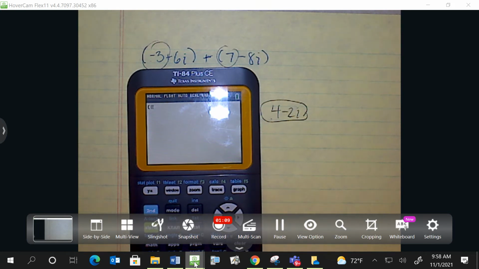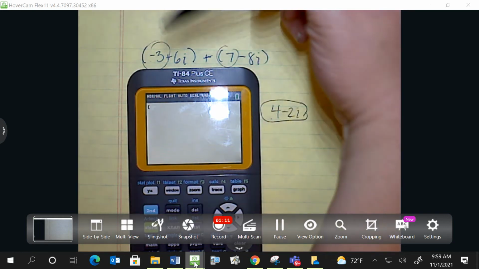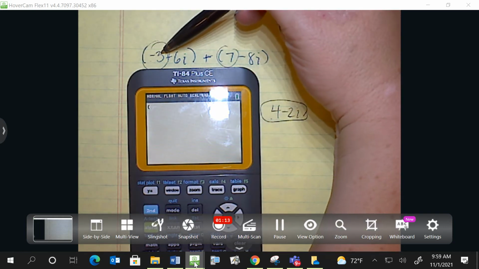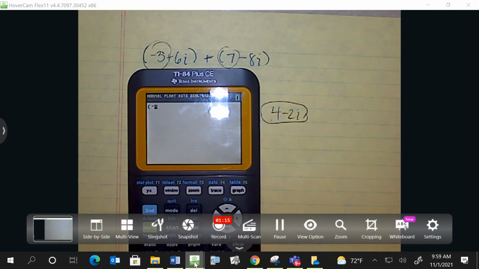Okay, start with the parentheses. This is a negative sign. So go below the 3 and hit a negative sign. Not a subtraction, a negative. Then it's going to be 3 plus 6. Now where do we get the i? Hit the blue second key and go all the way down below the 2 to the decimal.